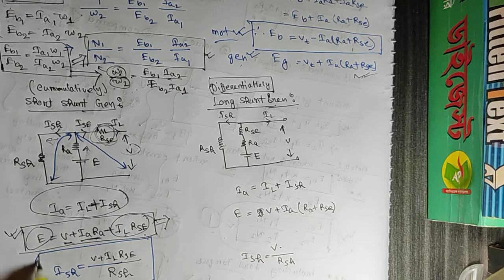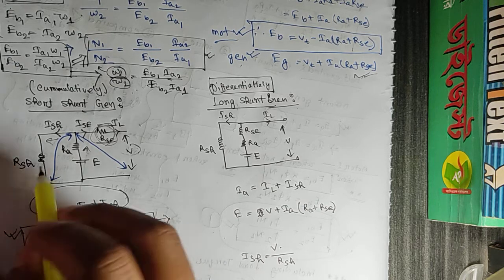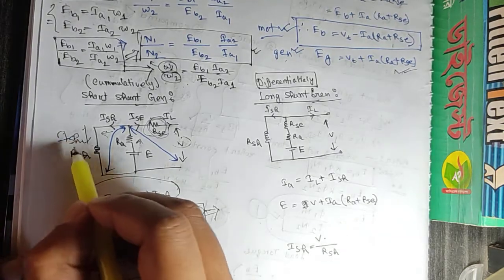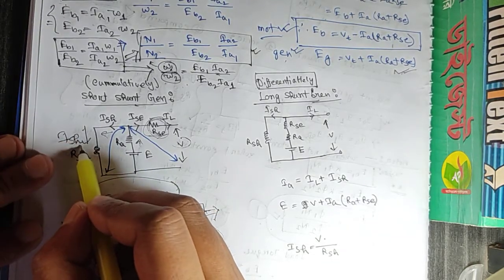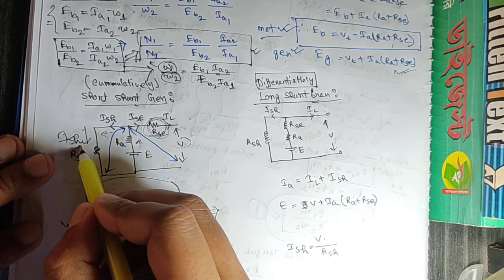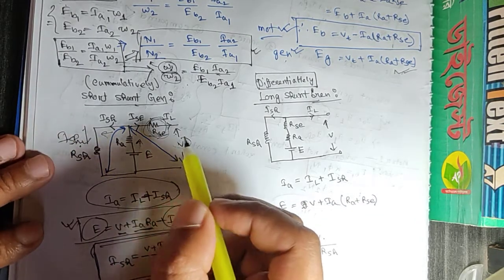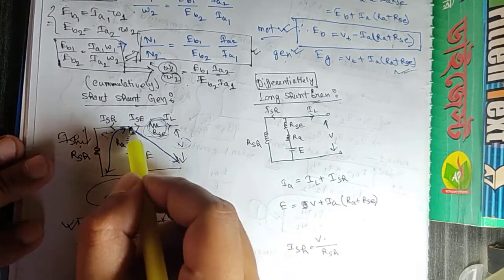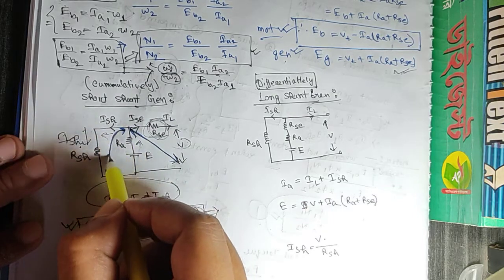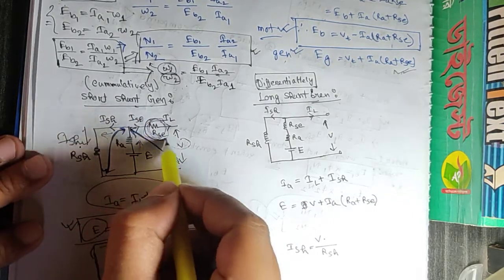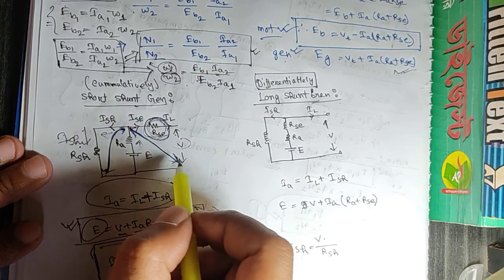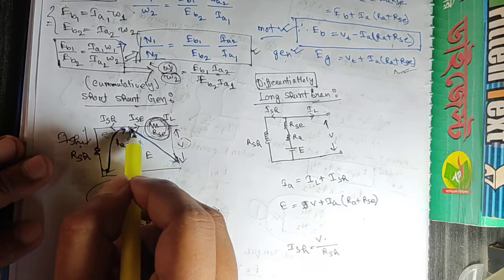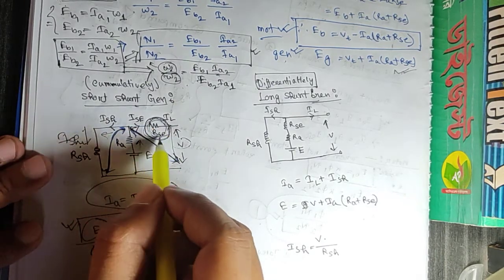And the shunt current, how will you find it? This one is the shunt current, right? So the shunt current should be terminal voltage. See, this drop is equal to this drop, right? Because we have a winding here. Earlier we did not have any winding, so we just took this drop. Now we are taking the full drop because we have the series winding in here.